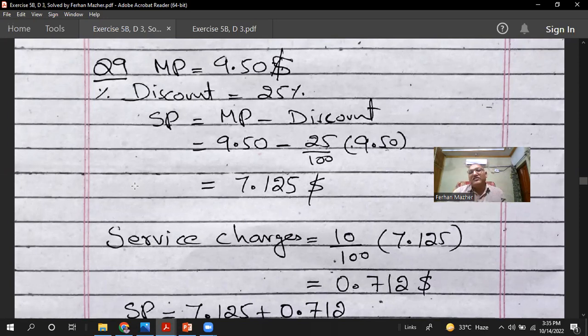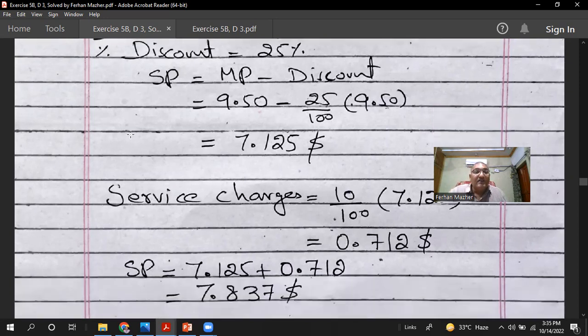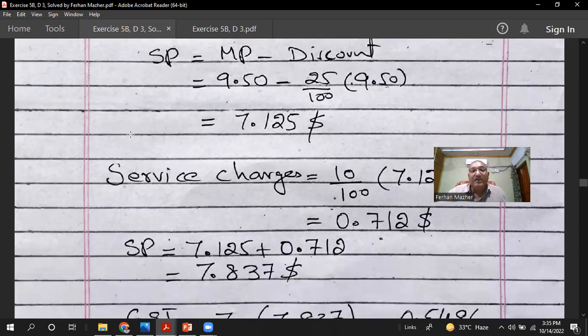So after the discount, this will be the price of that plate of rice. And then we will add service charges. Service charges are 10% of whatever is the cost. So 10% of 7.125 will be $0.712. So now the price will be the cost of that rice plus that service charge. So it will be 7.125 plus 0.712, so it will be $7.837.